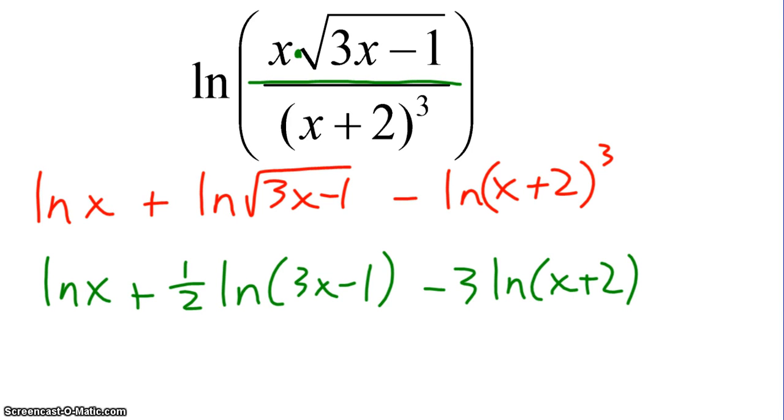So I can separate this into the natural log of x plus the natural log of the square root of 3x minus 1 minus the natural log of the quantity x plus 2 cubed. Now the natural log of the square root of 3x minus 1, I can treat that as an exponent of 1/2, and I bring that down in front. So I end up with the natural log of x plus 1/2 times the natural log of 3x minus 1, and then minus 3 times the natural log of x plus 2.